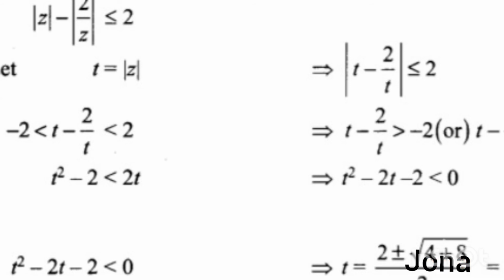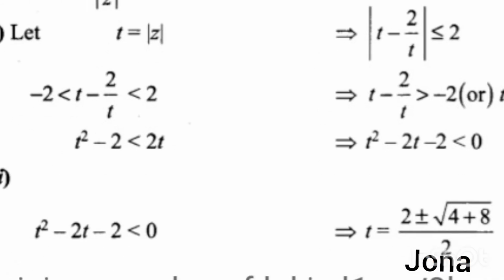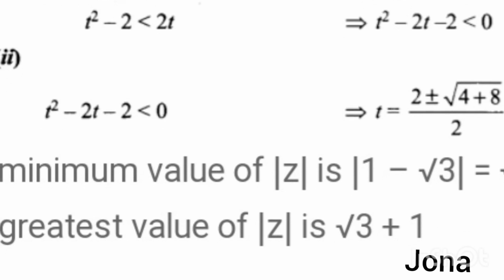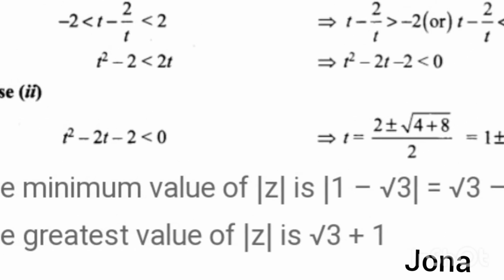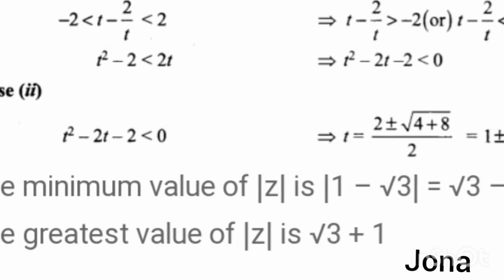And then in the second case, we can have t square minus 2t minus 2 less than 0. It's a quadratic inequality, isn't it? We want to find the value of t here. We couldn't factorize that.